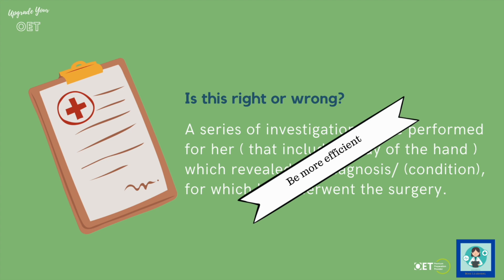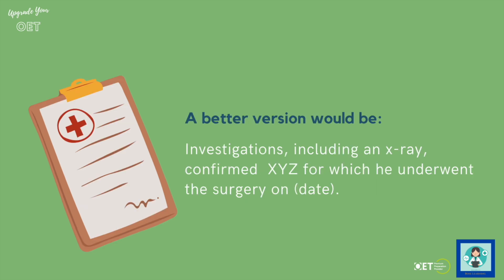Okie dokie, how did you go? Well, although it was okay, it's far too wordy. You need to be more efficient. So remember, in the OET, your whole aim is to write precisely, effectively, efficiently. Don't use 3 words when one will do. So how can we make it more efficient?